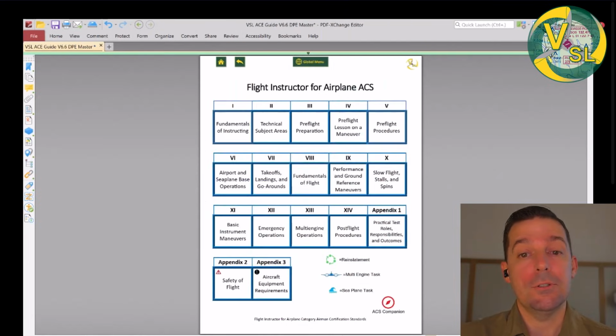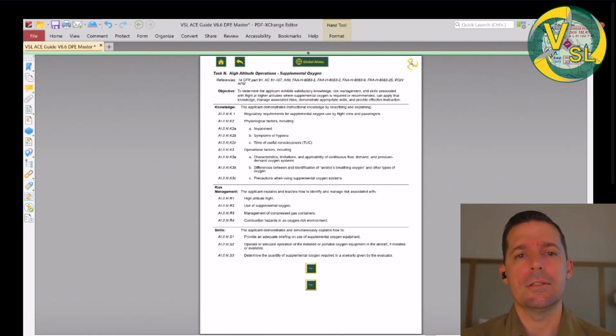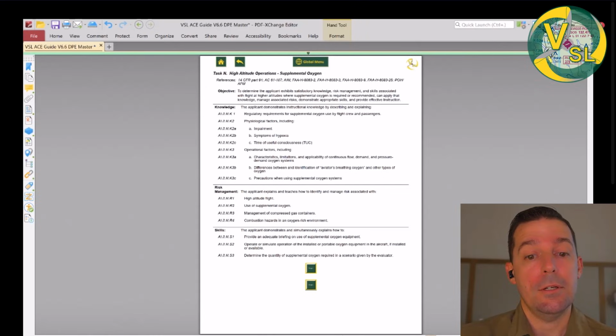Okay, so then we go over to the CFI ACS. So in technical subject area, that's area of operation 2, and task N, which is your high altitude operations supplemental oxygen. And so it talks about supplemental oxygen here. We've got knowledge topics, risk management topics, and then we have 3 skills. So provide adequate briefing on use of supplemental oxygen equipment, operate or simulate operation of installed or portable oxygen equipment in the aircraft if installed or available, and determine the quantity of supplemental oxygen required in a scenario given by the evaluator. So there again, we have to determine quantity.